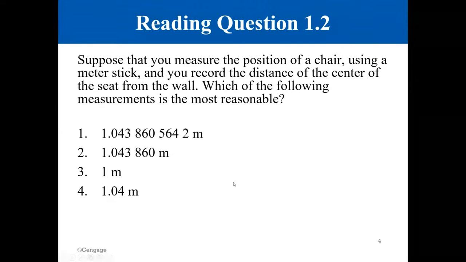Then another example for measurement. Suppose that you measure the position of a chair using a meter stick and you record the distance of the center of the seat from the wall. Which of the following measurements is the most reasonable? 1.043860564 meters. This is impossible. A meter stick has dashes on it, graded with centimeters and millimeters, but it cannot give you that kind of precision.